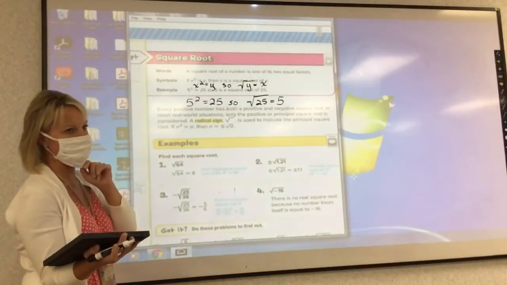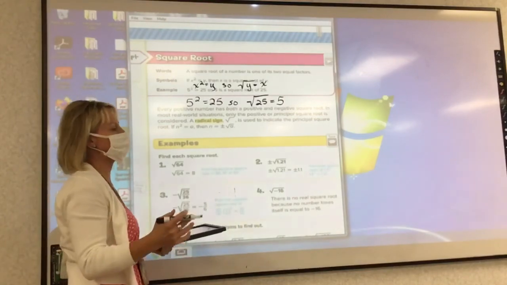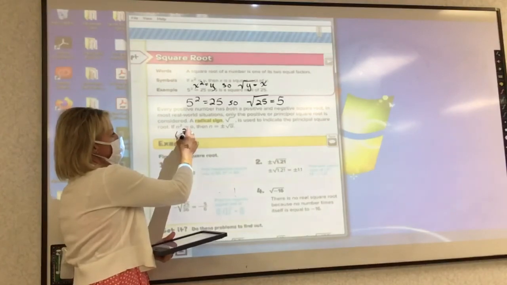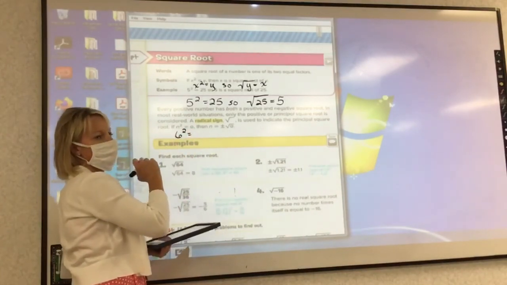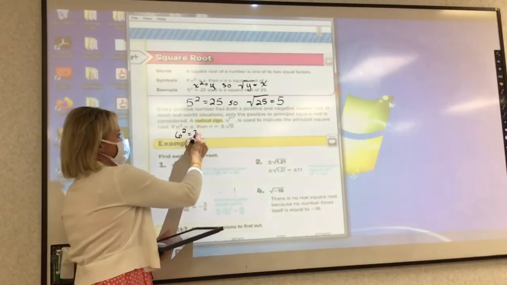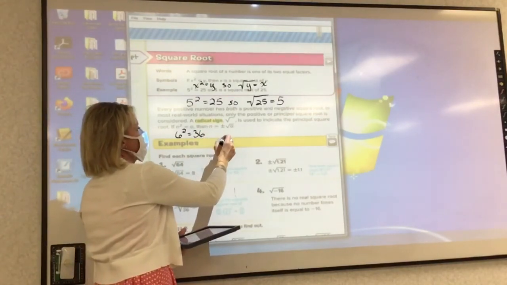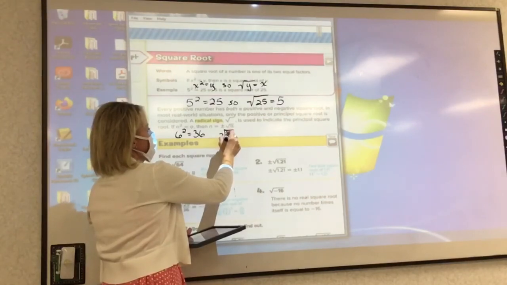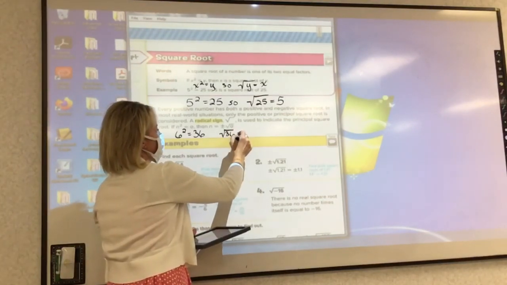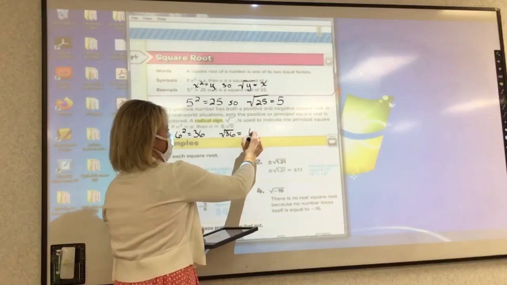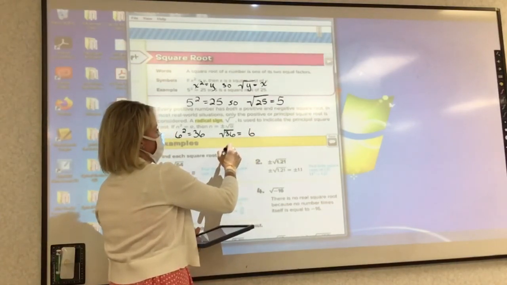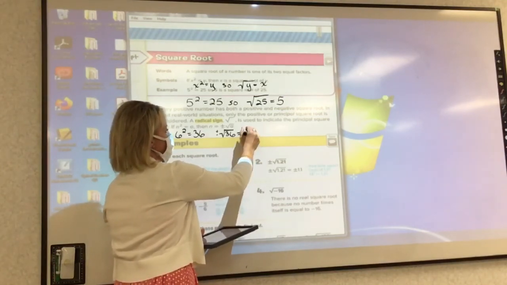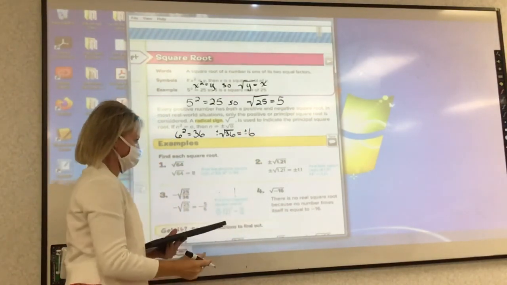I'll give you another example with a number, because sometimes it's easier to remember with a number. I'm going to say 6 squared equals, what does 6 squared equal? 36. Then the square root of 36 equals 6. Okay? And you're going to say that's the positive or negative, because this could be positive or negative.